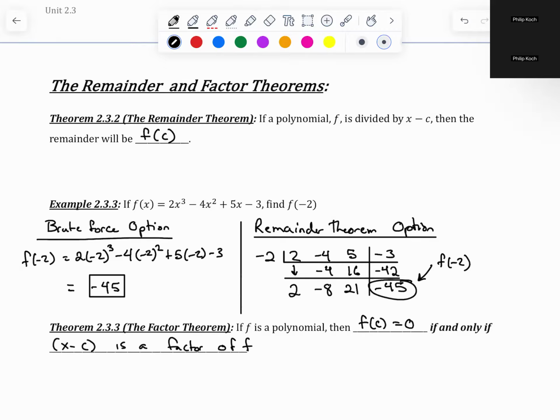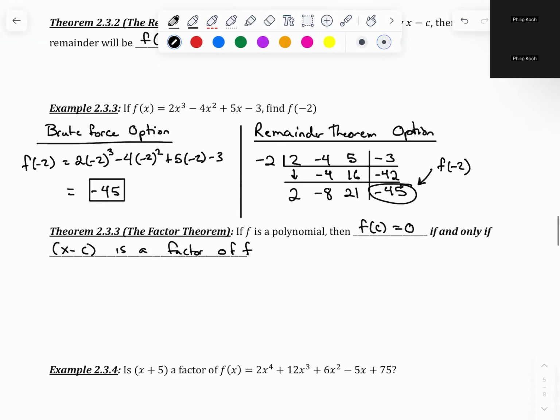That's an if and only if statement. So if you know that x minus c is a factor, then you automatically know that f of c is equal to 0. The far more useful direction is the forward direction. If you know that f of c is equal to 0, then you know x minus c is a factor. So let's see that in action.